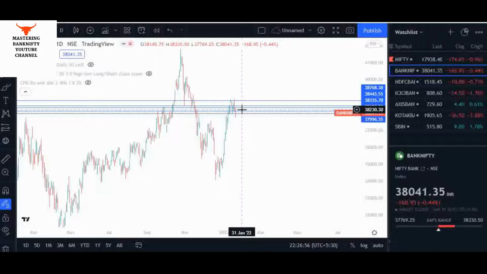Again, it will go in a downtrend for another 2 or 3 sessions, then the market will go in an uptrend and will cross the all-time high of 41,000 soon.